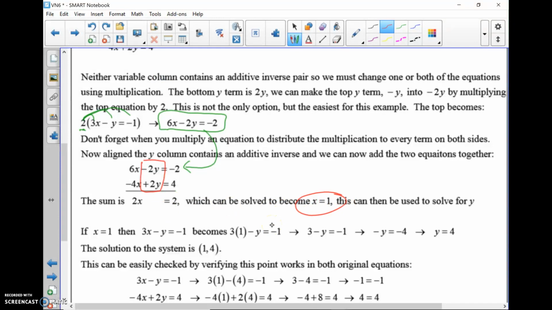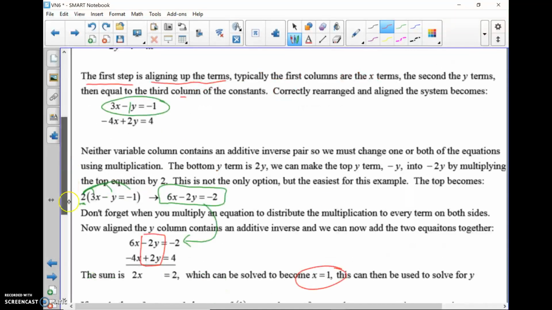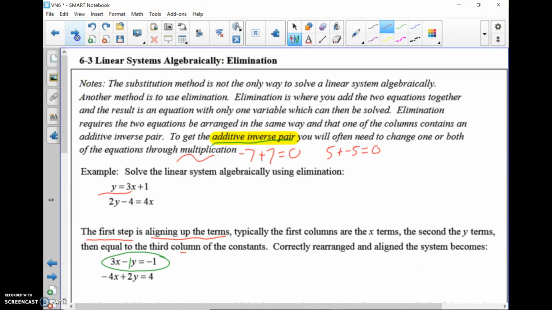And then the second part is just like the substitution method. Once I have one of the variables, I just plug it in to find the other, and the answer here is 1/4. So let me do a couple examples for you, start to finish.